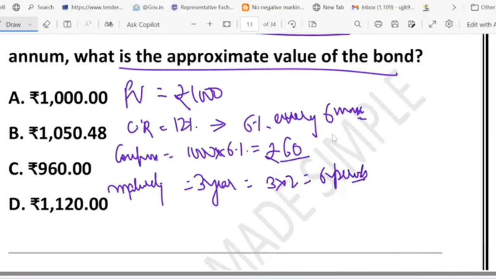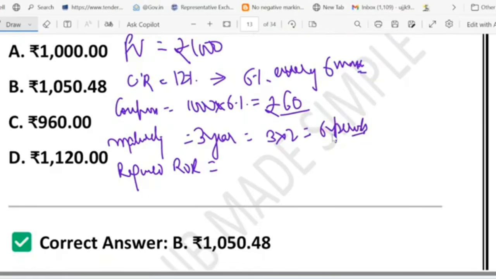Okay, 6 half-year periods. And what is the required rate of return? What is required ROR? As you can see, it is 10%, and that is per annum. And we want to calculate it after 6 months. So it will be 5% every 6 months. So everything you have to compute on a 6 month basis.